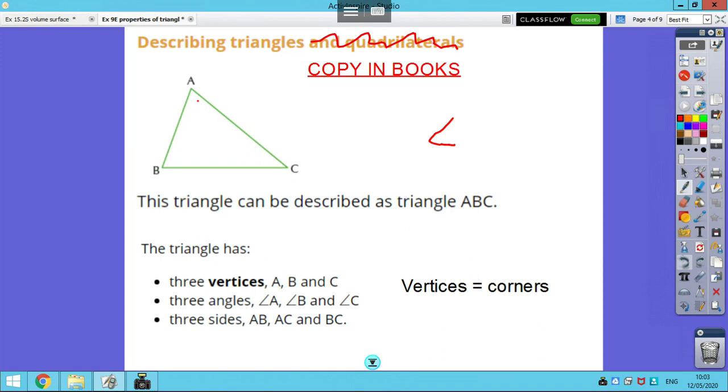Now the way that we describe the sides of a triangle is we describe them using the letters that are joining them. So if I was going to talk about this side here, I would call that AC.